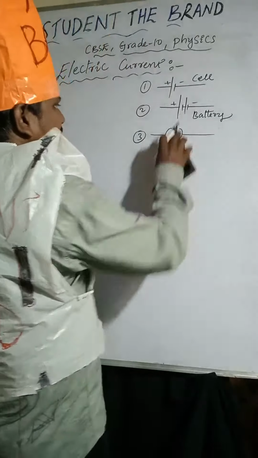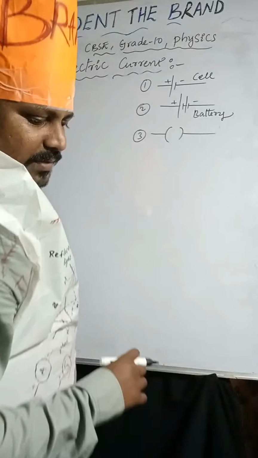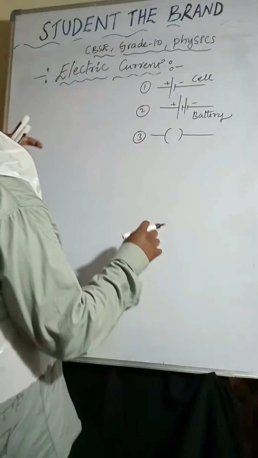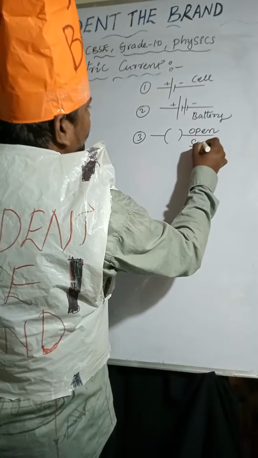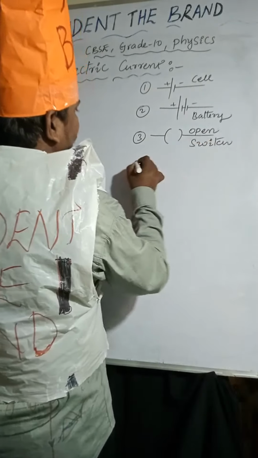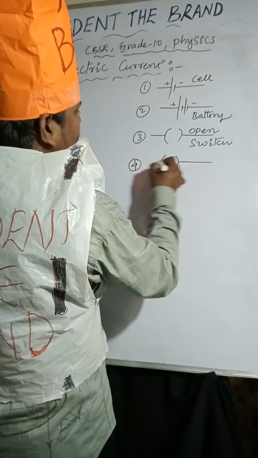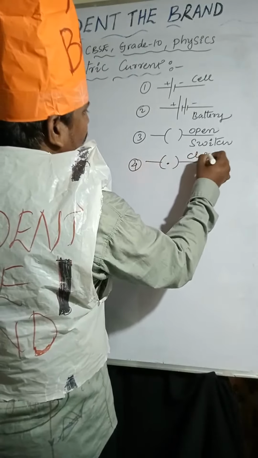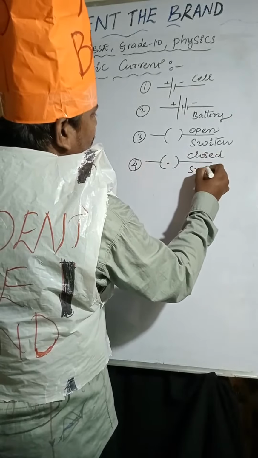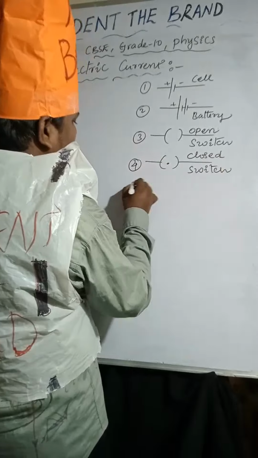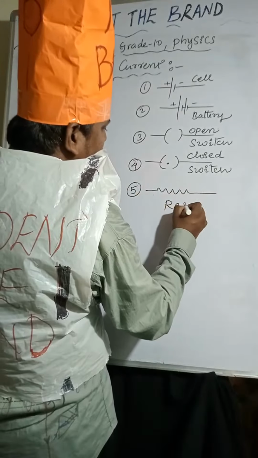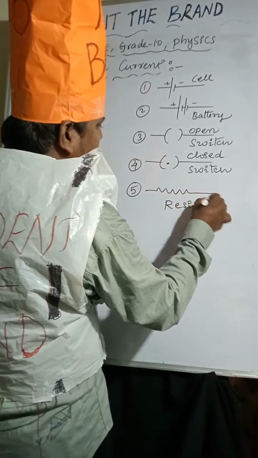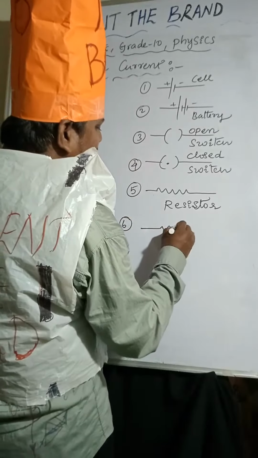Coming to the third one, I am taking a switch. One is an open switch, and the fourth one is a closed switch. Fifth one is resistor, and coming to the sixth one is rheostat.